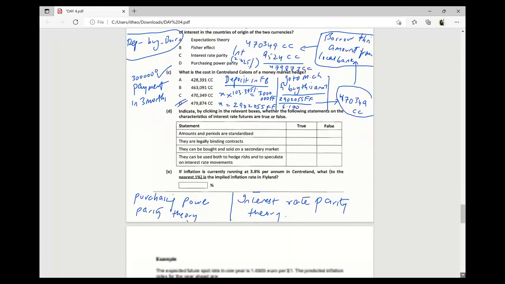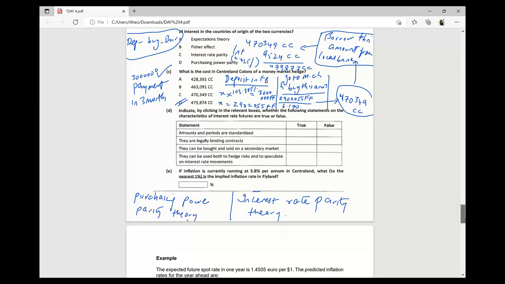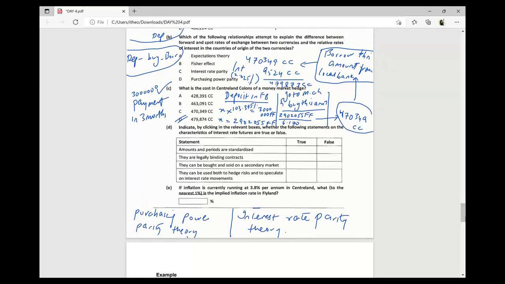Now, what is the difference? Both have almost the same formulas, okay? But purchasing power parity theory explains the relationship between forward rates and inflation rates. And interest rate parity theory explains the relationship between forward rates and interest rates. So these are the two theories which explain the relationship between forward rates and inflation rates, purchasing power parity, and forward rates and interest rates, interest rate parity. Okay.